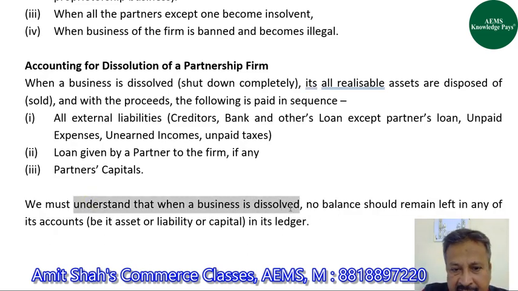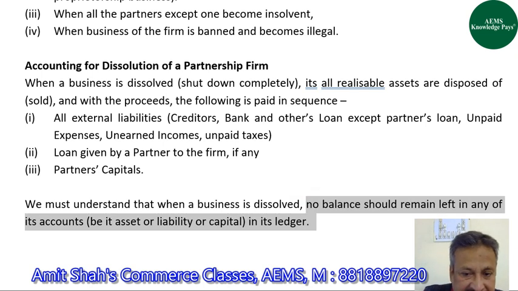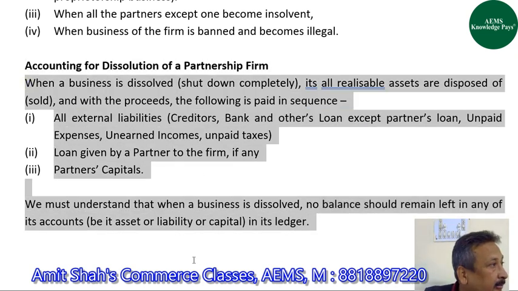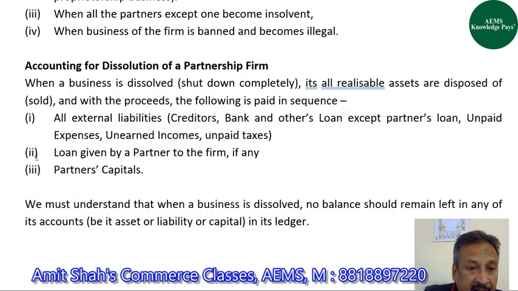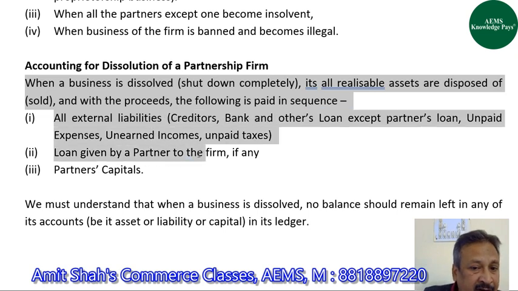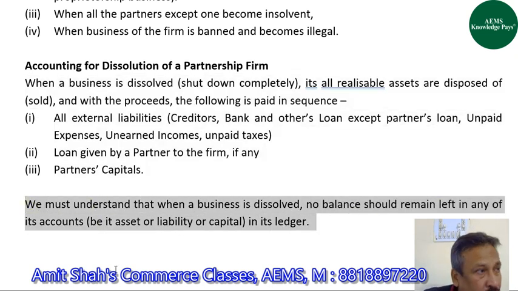So, guys, when a business is dissolved, whether it is a partnership or a proprietorship or a company, no balance should remain left in any of its accounts in its ledger, be it an account of asset or liability or capital. In the whole accounting for dissolution of a partnership firm, we do these two things. We sell all our assets, all realizable assets, and with the proceeds we pay external liabilities, then partners' loan if a partner has given a loan to the firm, and then partners' capitals. And while doing so, we should also ensure that no asset, liability, or capital has any balance left. Am I clear?